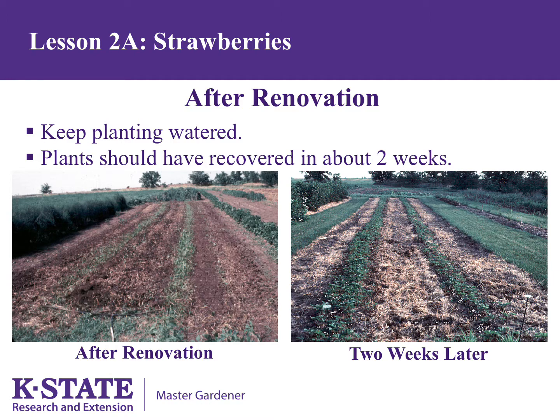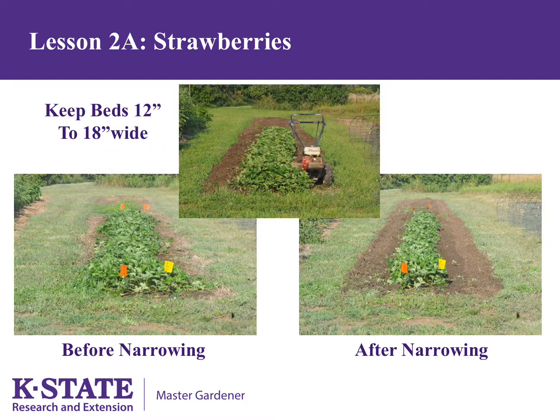Water the plants after renovation to activate the fertilizer. Plants will have recovered in about 2 weeks. Continue to water as needed through the rest of the growing season. Keep the beds at 12 to 18 inches wide. This will require narrowing the bed a couple of times during the summer.